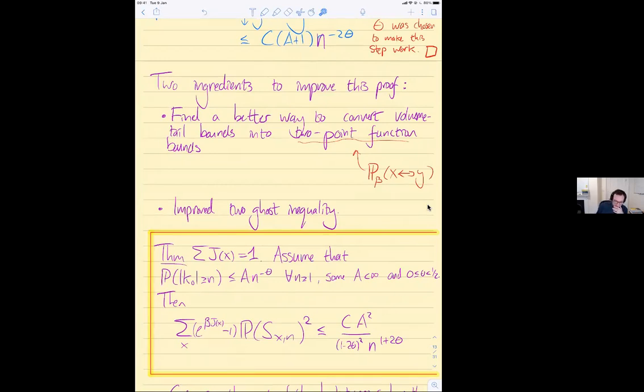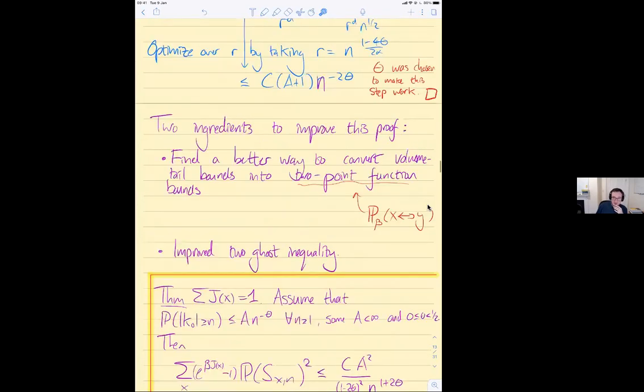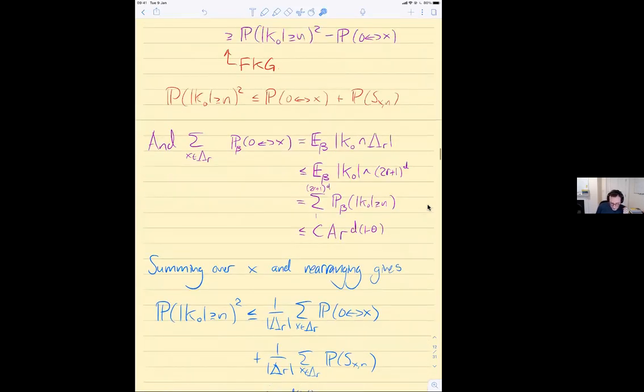The more interesting additional ingredient that goes into the full strength theorem is that we want to find a better way of converting volume tail bounds into connection probability bounds, also known as two-point function bounds. In the proof that I just showed you, we use this very naive way of doing this, where in particular this inequality here, bounding the size of the intersection by the minimum, is extremely wasteful. We'd like to do this more efficiently, and this is what I'm going to talk about.